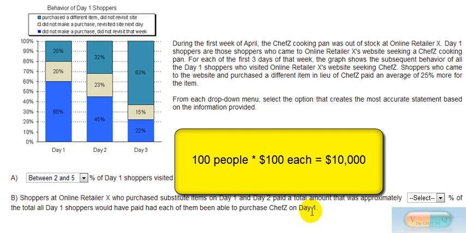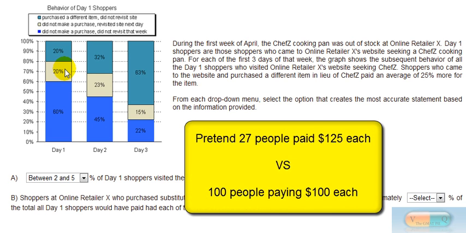Okay, well if everybody, which is, let's say, 100% of the people, bought the original item on day 1 for the original price of $100, that would be 100 times 100. So 100 times 100 is what? It's basically $10,000. So the question here is asking you, of that $10,000, these guys, this 27% who paid $125 for the item, that represents what percent of that 10,000?